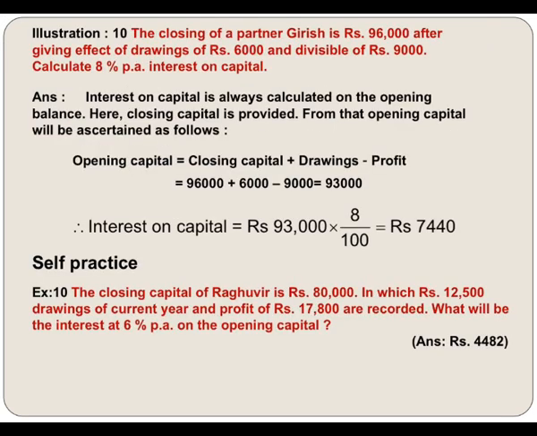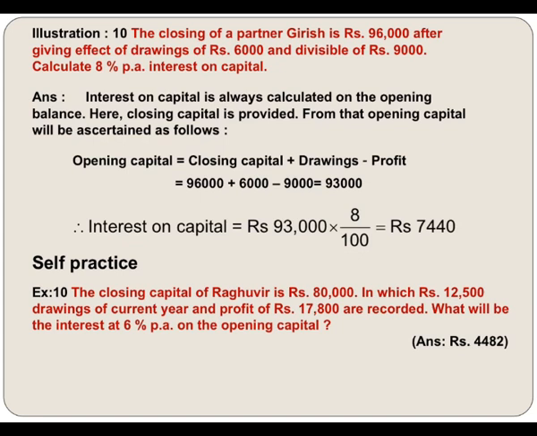Now next question, illustration number 10. The closing capital of Girish is 96,000. After giving effect of drawings of rupees 6,000 and divisible profit of 9,000, calculate interest at 8% per annum on capital. So interest on capital is always calculated on opening capital, but here we have closing capital.